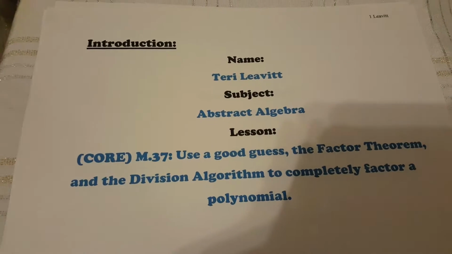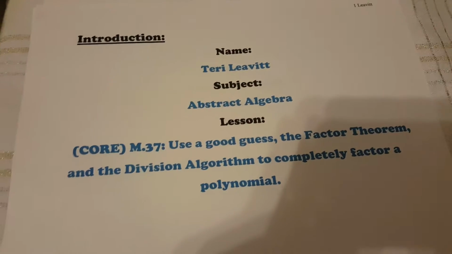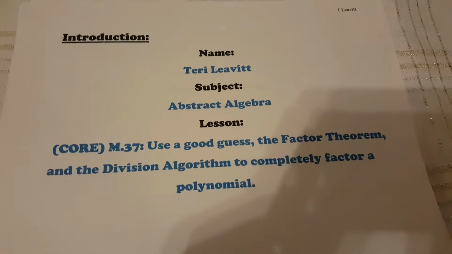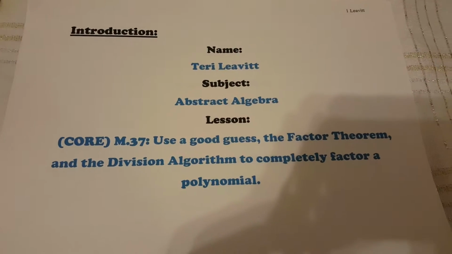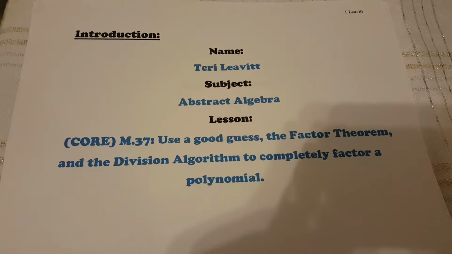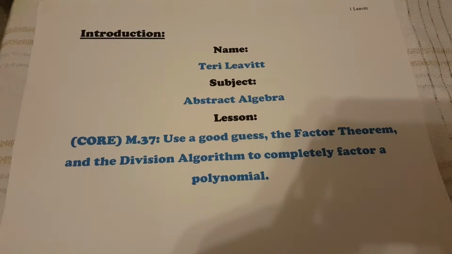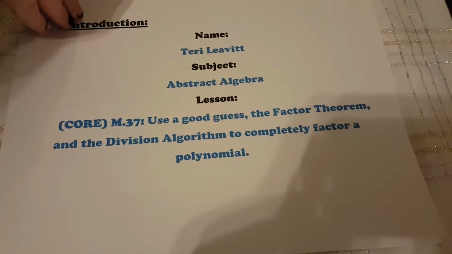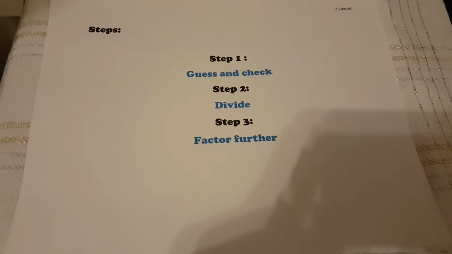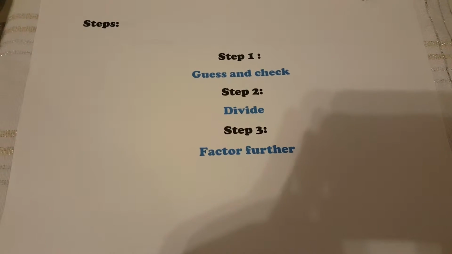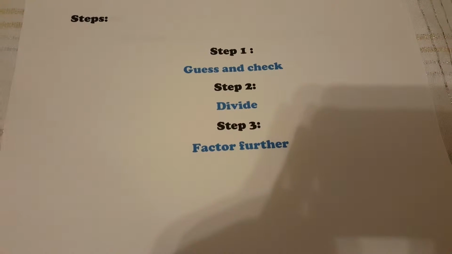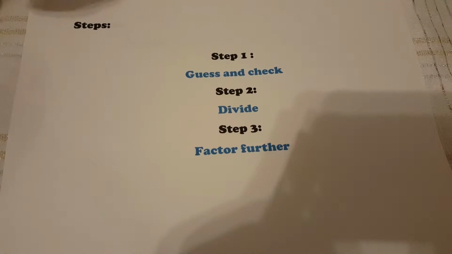My name's Terry Levitt. The subject that I'm working on today is abstract algebra, and the lesson: use a good guess, the factor theorem, and the division algorithm to completely factor a polynomial. So we're going to be using 3 steps to do this. Step 1 is guess and check. Step 2 is divide, and step 3, factor further.